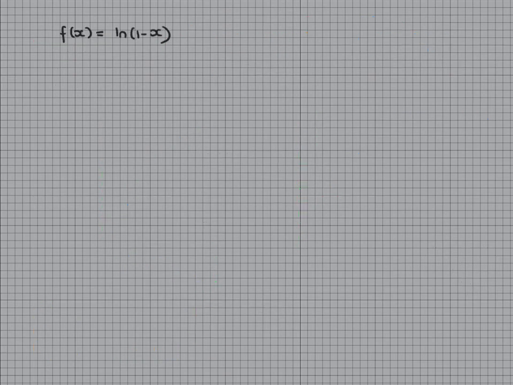So now let's find the inverse function. I'm going to set y equal to ln(1 - x). I'm going to switch over x and y. So x equals ln(1 - y). And then we're going to rearrange to the form y equals. So e to the x equals 1 minus y. And from here, we can say that y equals 1 minus e to the x.